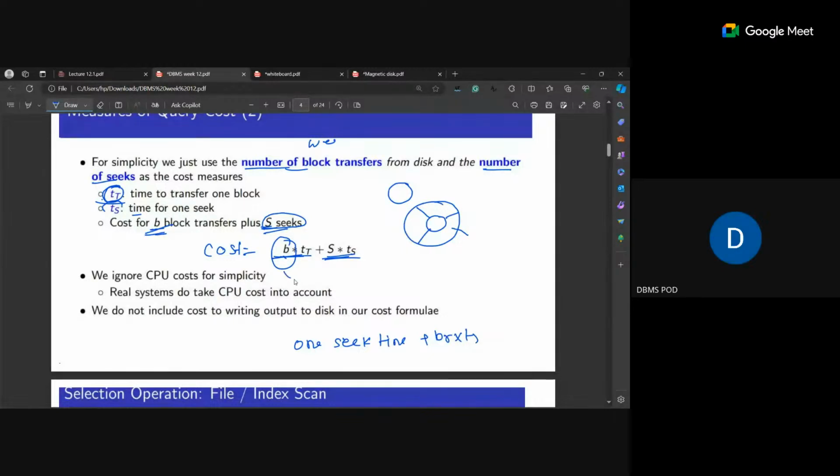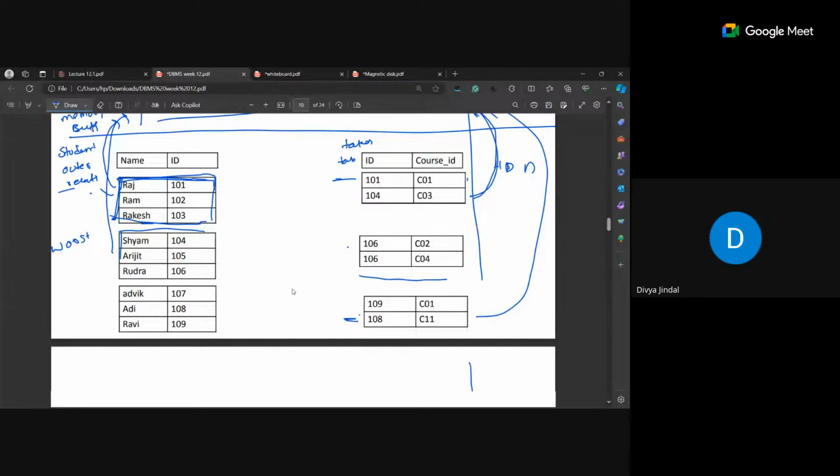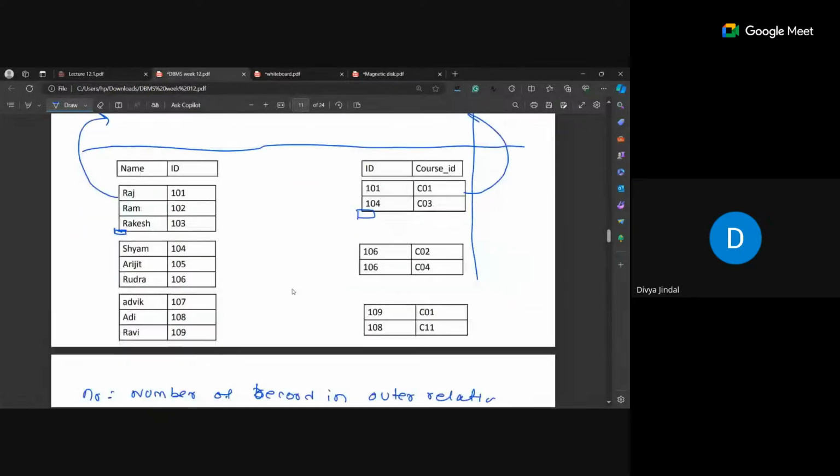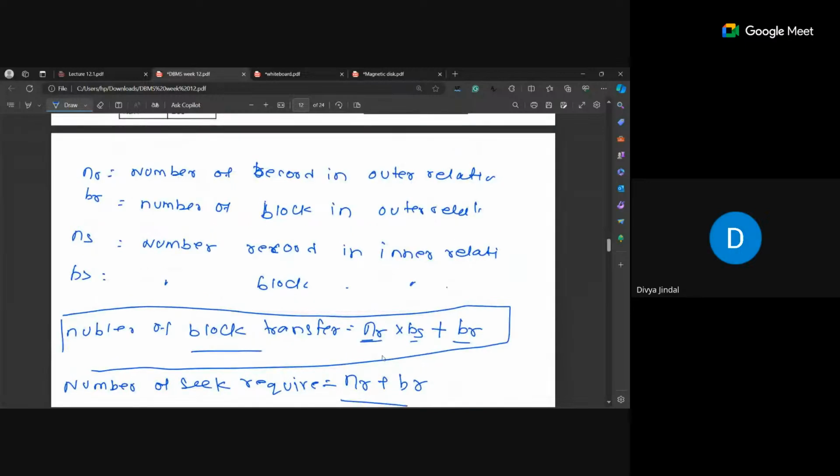What is the number of block transfers? Given the block transfer time and the number of blocks, correct. Earlier we computed B, right? What is the number of block transfers? That was B. Yes, this is B.